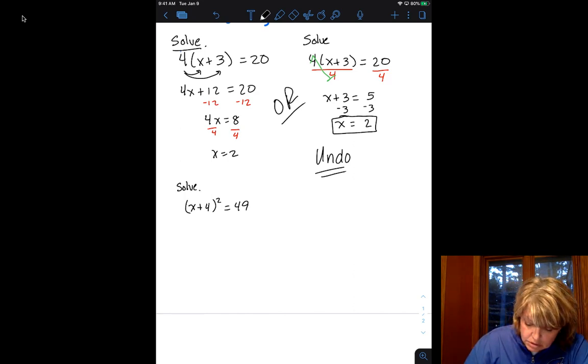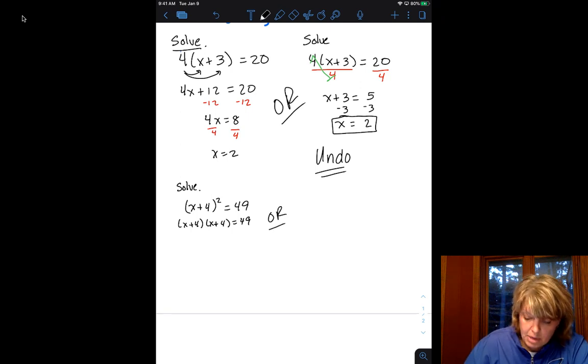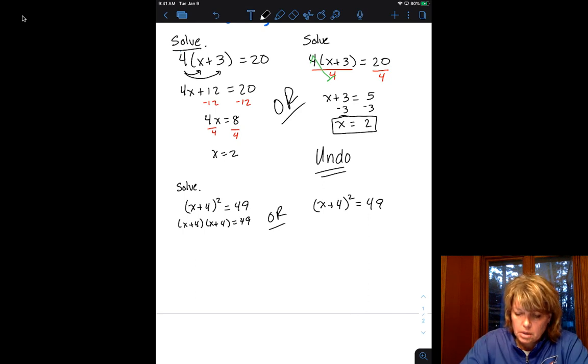Again, many of us would have multiplied this out using our rectangle, and you could have worked it out that way. Or some of you may choose to undo what's on the outside first. If you look at the top problem we just did, the very outermost operation was multiplying by 4. And then we undid the addition.